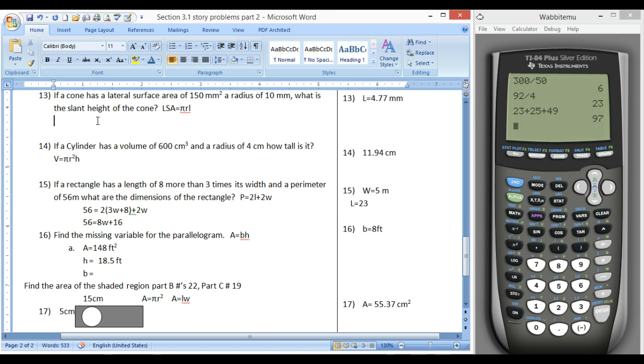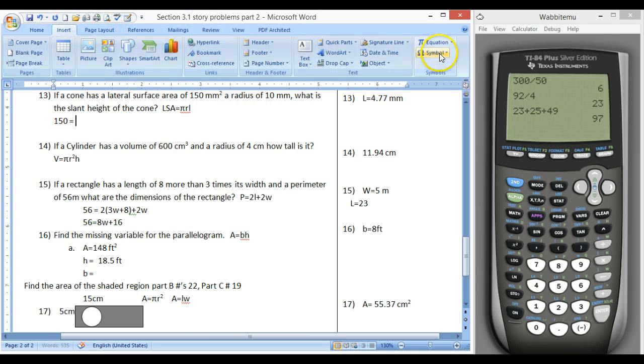And let's go ahead and substitute what I know. I have 150 for the lateral surface area equals pi, and I'm going to come up and insert a symbol, and I've used it more frequently, so it's right here. If you don't have it already in your used symbols, go to more symbols and find your pi. So pi, and I already know that the radius is 10, but I don't know the length. And I'm going to capitalize the L so it doesn't look like a 1.